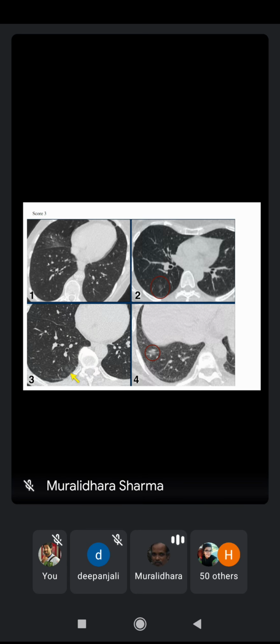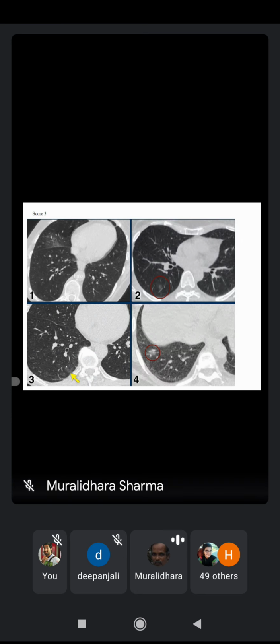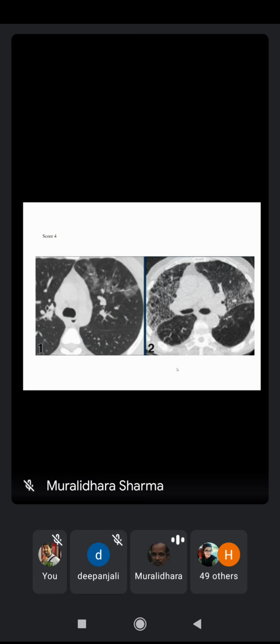So these are examples of score 3, when there is a consolidation involving the segment, or an established consolidation with fibrous changes. In image 3, you can see fibrous changes seen in the HRCT. These are all suggestive of a later advancement of the lesion. So score 3 is given, and when the same has become involving more than 25% of the lung, one lobe, then score 4 is given.